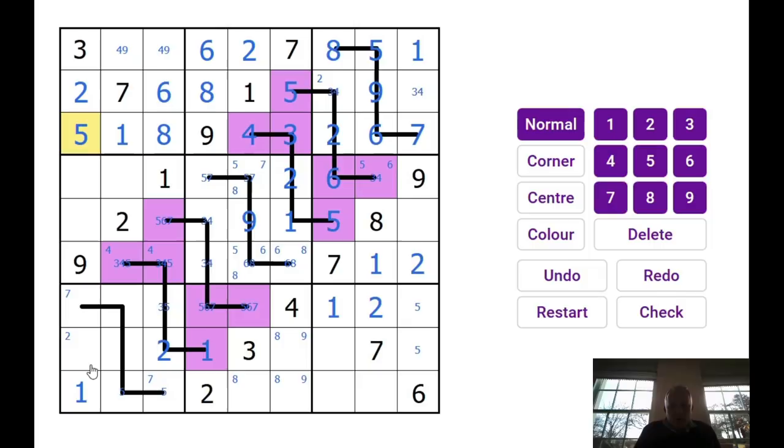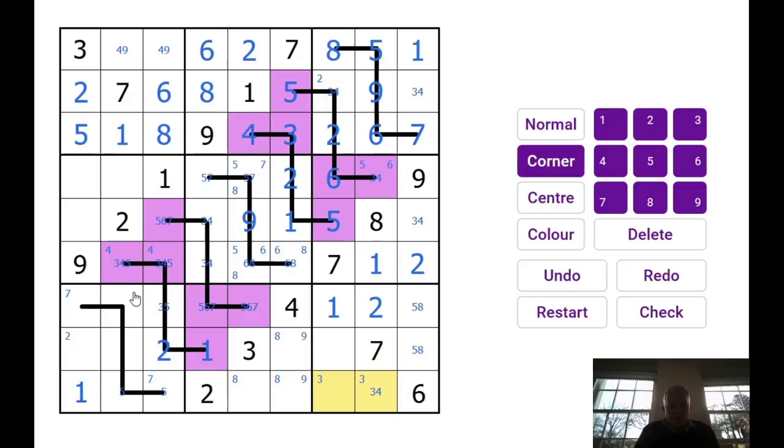3, 2, 5, 9. 3 or a 4 there. 3 or a 4 there. That's also 3 or a 4, which makes a pair with that one. That makes these two 5 and 8. 5, 8, 6, and 1, 2. 3 must be down on the bottom row there, which puts 3 on the top row here.